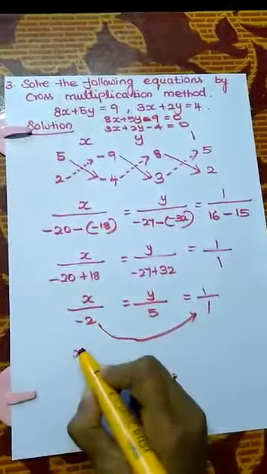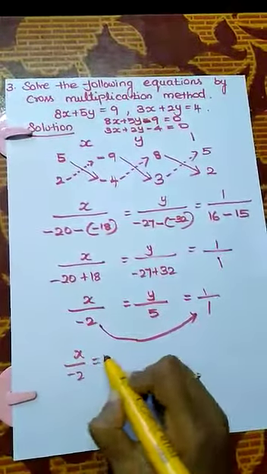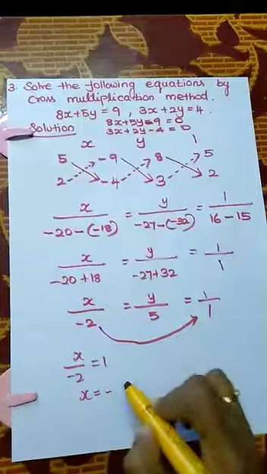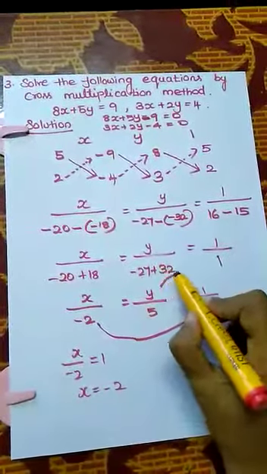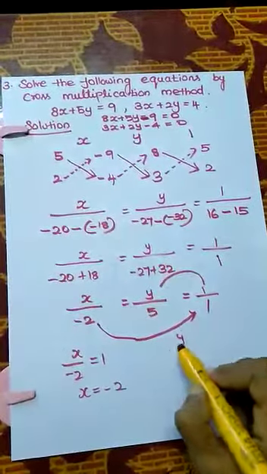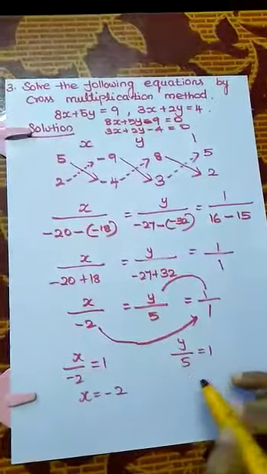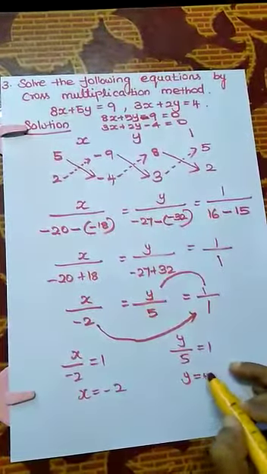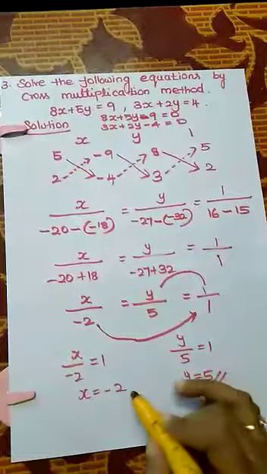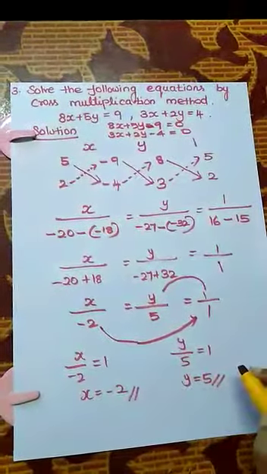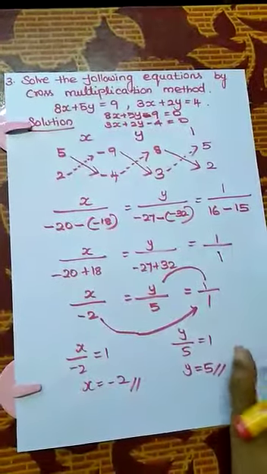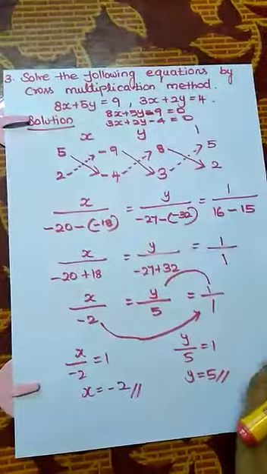Okay. So x by minus 2 is equal to 1. So what is our x value? Minus 2. Next, compare the y value with constant. That is y by 5 is equal to 1. Directly we have to choose y is equal to 5. X value is equal to minus 2. Y value is equal to 5. You can check from the problem that the solution we have got is correct. Okay. That's all.